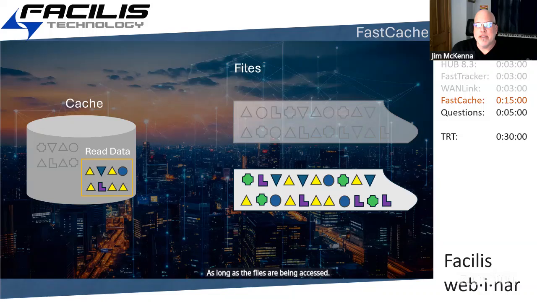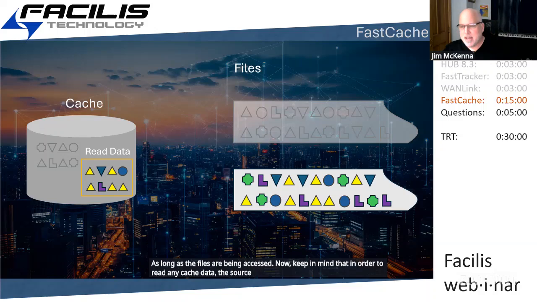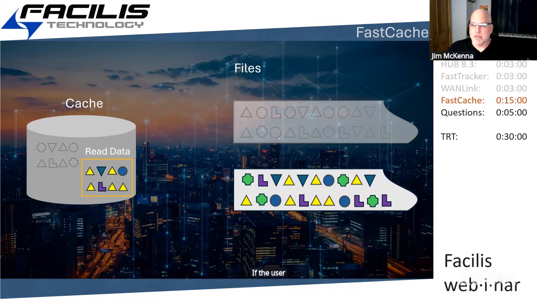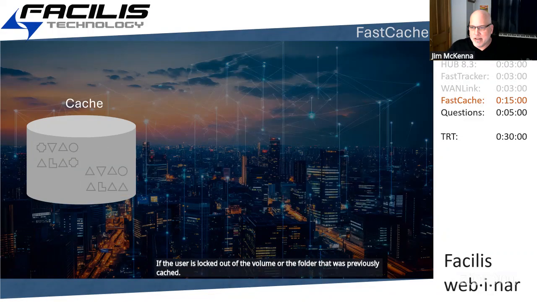Now, keep in mind that in order to read any cache data, the source volume has to be mounted and files must be available. If the user is locked out of the volume or the folder that was previously cached, the cache data is unavailable as well.